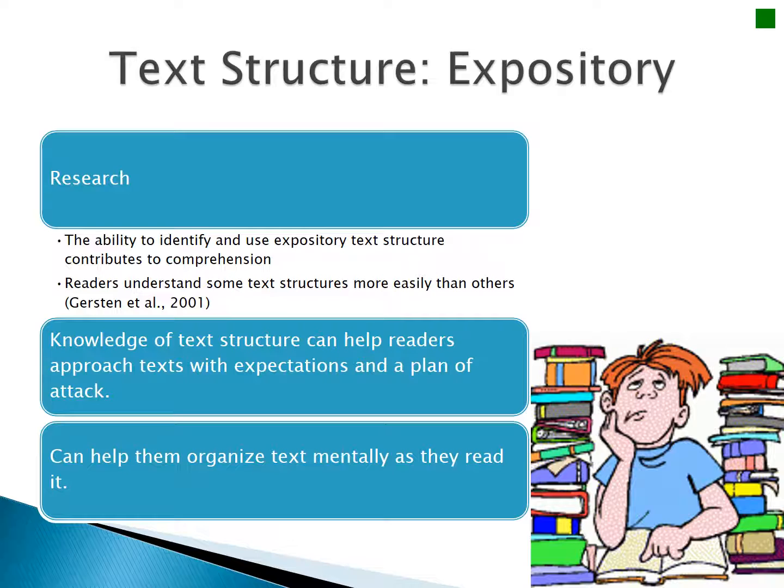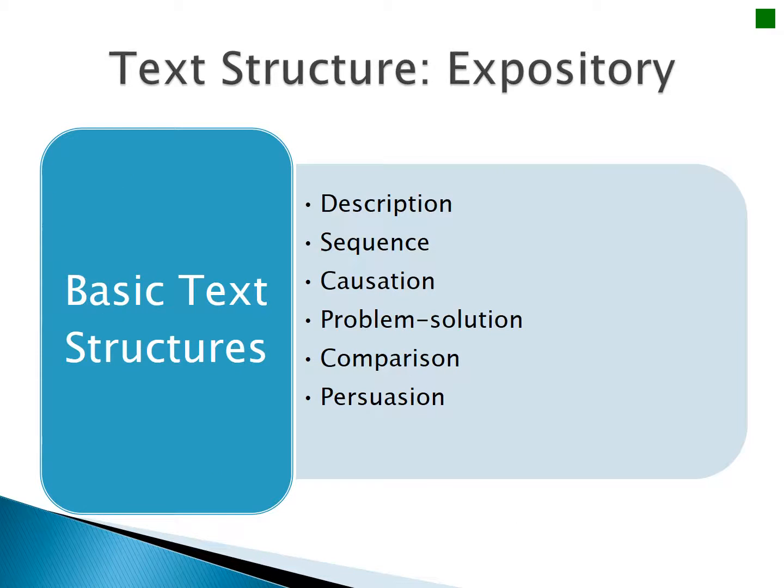So research has shown that being able to identify and use expository text structure helps readers comprehend. If we're teaching them to know what a text structure includes, then they can walk into a text with an expectation and a plan of attack. And it helps them organize the text mentally as they read, which of course will help them remember and understand better. So the basic text structures in expository text are description, sequence, causation, problem solution, comparison, and persuasion.